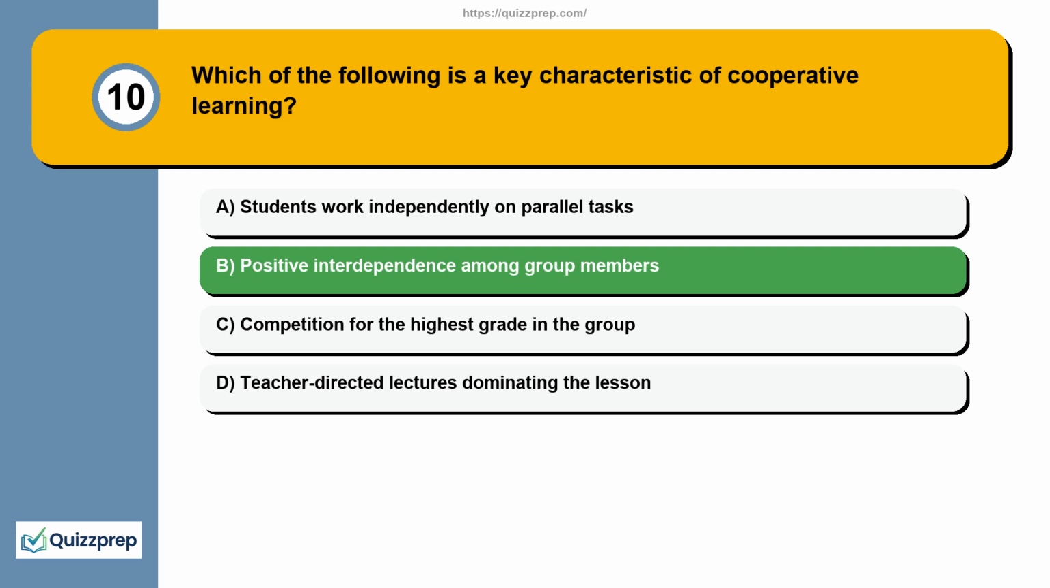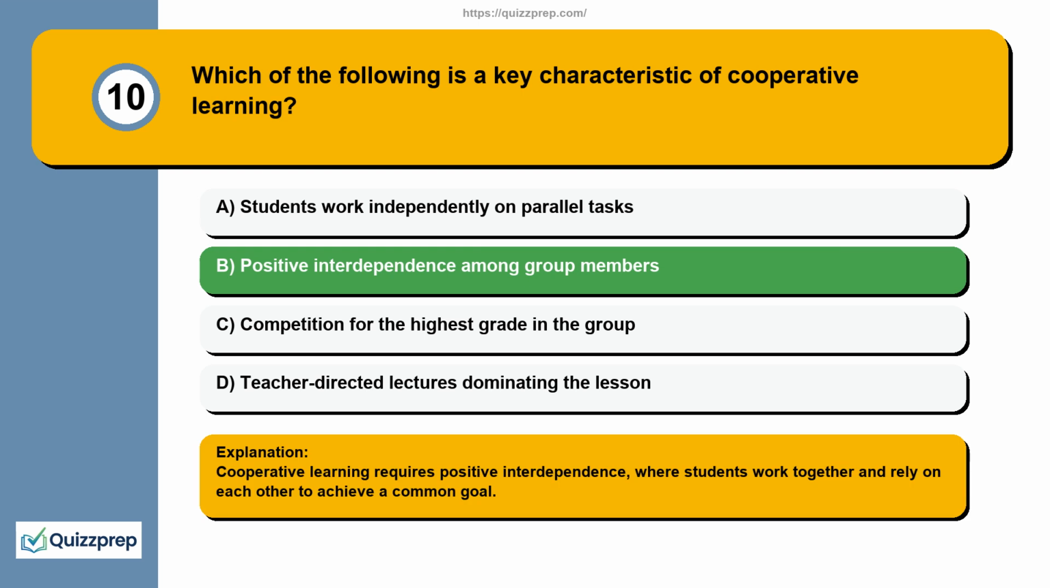Positive interdependence among group members. Explanation. Cooperative learning requires positive interdependence, where students work together and rely on each other to achieve a common goal.